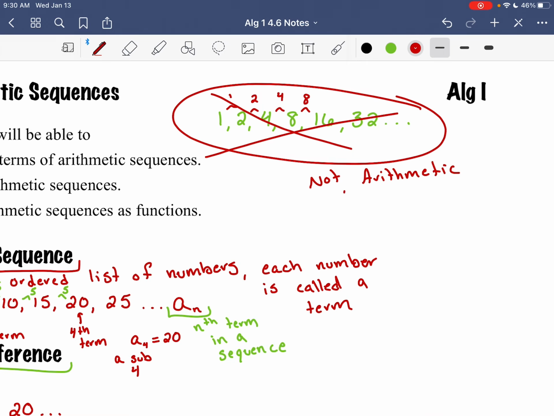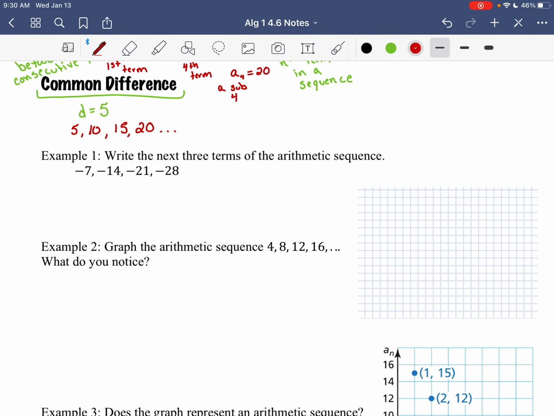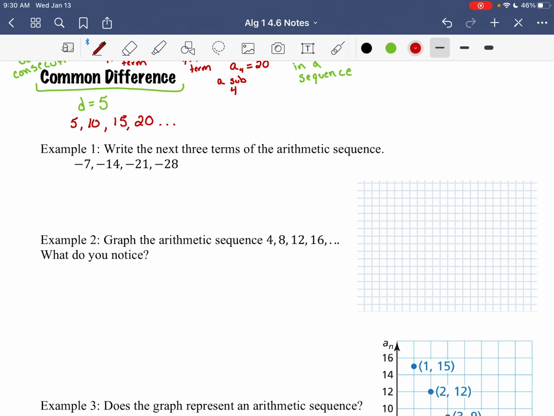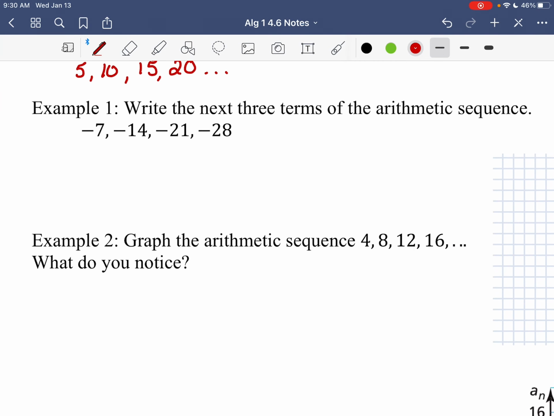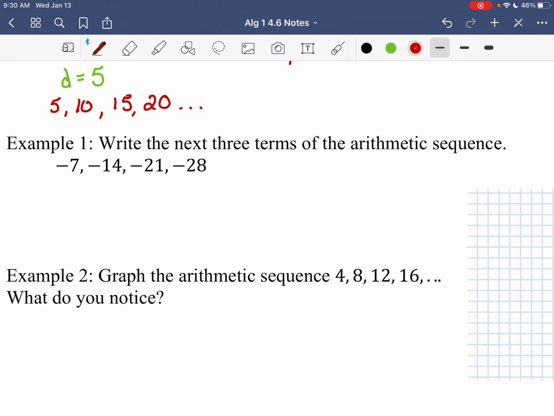It's not an arithmetic sequence. It's a sequence, but it doesn't go up by the same amount each time. So to write the next 3 terms of an arithmetic sequence, and arithmetic is another way of pronouncing it, arithmetic or arithmetic, I kind of bounce back and forth between the two.